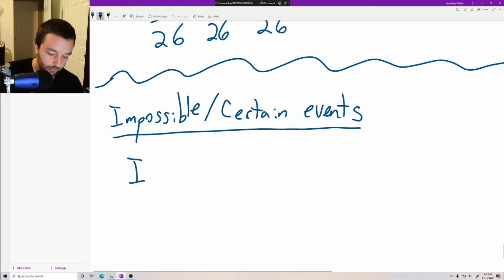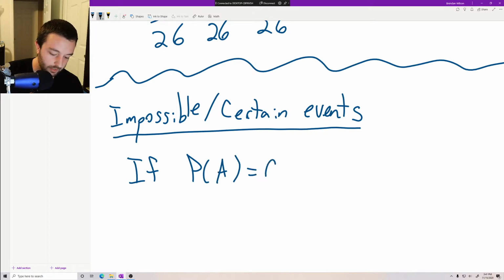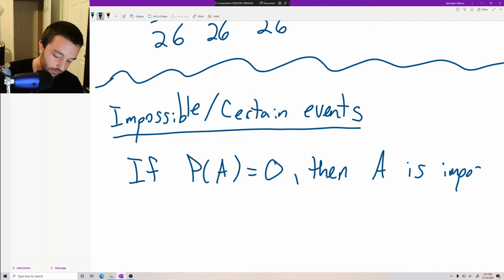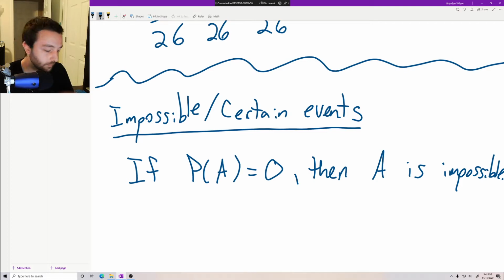So if the probability of A is equal to 0, then we say A is impossible. Okay. So this would mean that there is a 0% chance of A happening. Now, if you get into the technical details of this, it can get a little fuzzy. It doesn't necessarily mean that A will never ever happen.